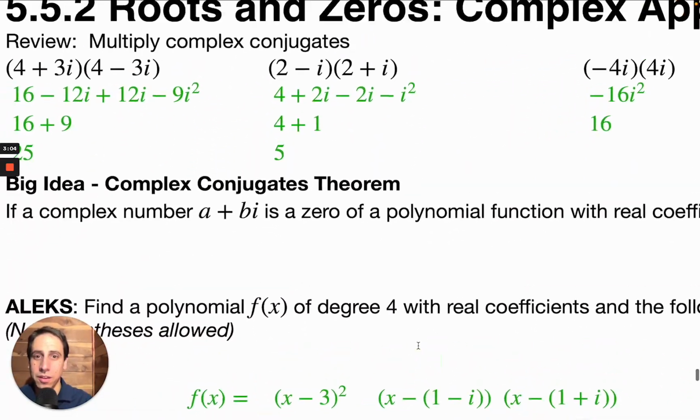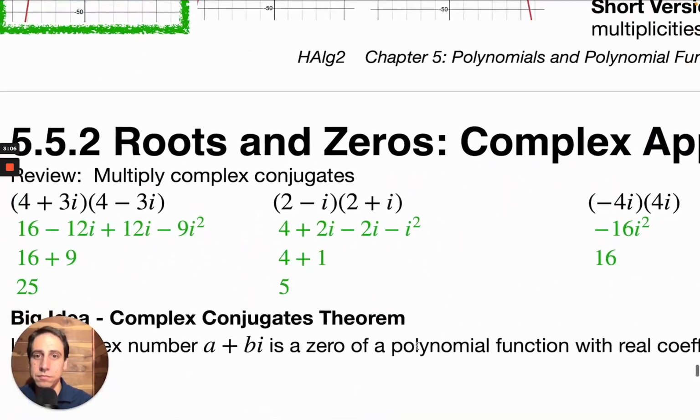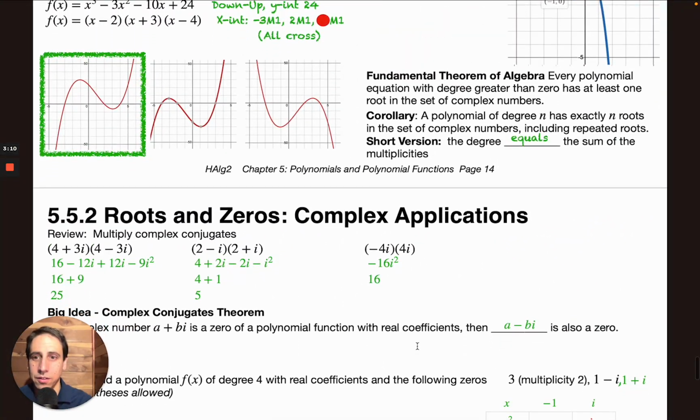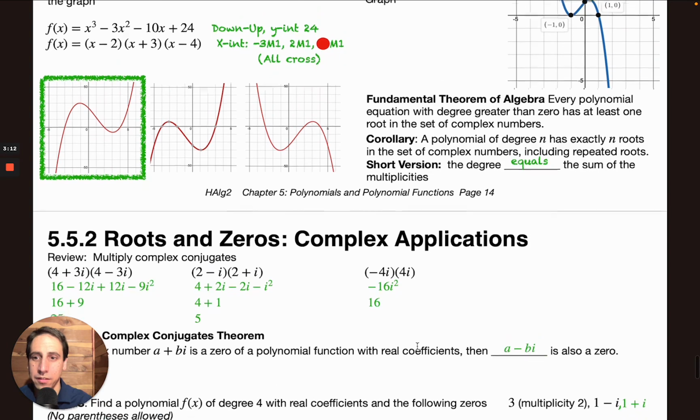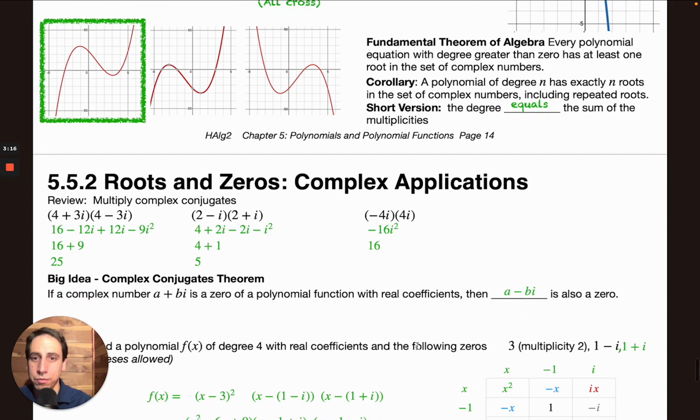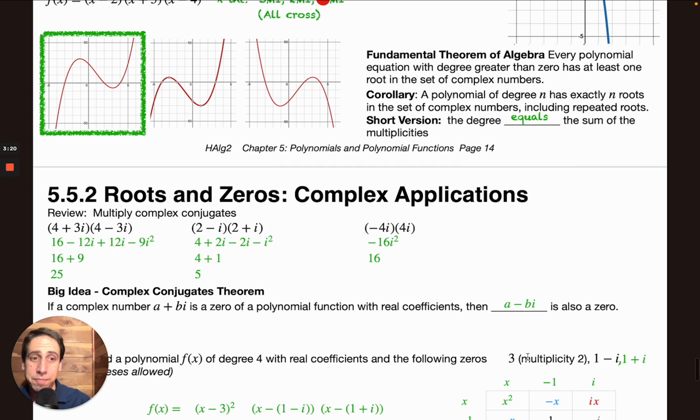Here's how Alex tests us on that. So it might say, find a polynomial of degree 4 with real coefficients and the following zeros: 3 that has a multiplicity of 2, and 1 minus i.